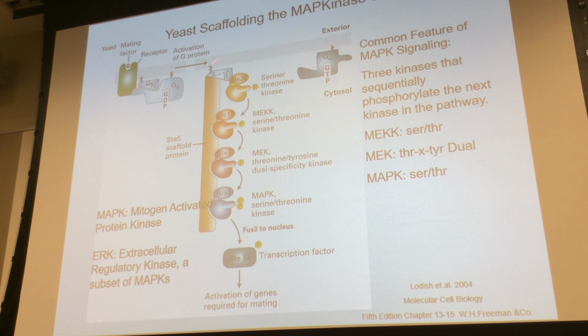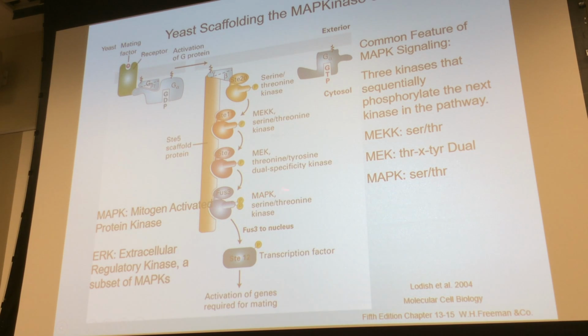And as soon as this beta gamma is released, it forms a scaffold, because it's got a pleckstrin homology domain so that it can interact with a protein. The one it's interacting with is this scaffold protein called Ste5. Now, Ste5 then binds to other proteins, and you can see they're named over here, and each one is a kinase. You can see these little arrows, each one is phosphorylating the next one along the line. So this is a sequential mechanism by which we are phosphorylating a kinase that can then phosphorylate the next one.